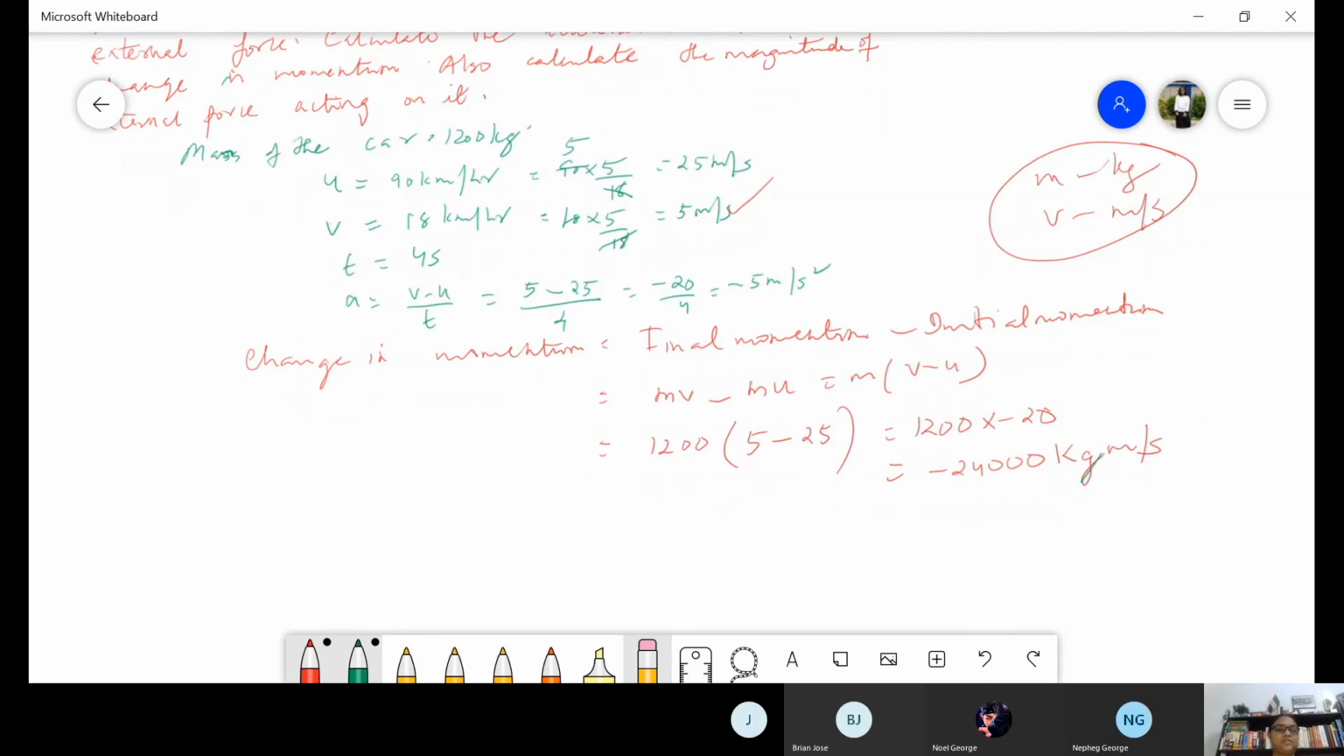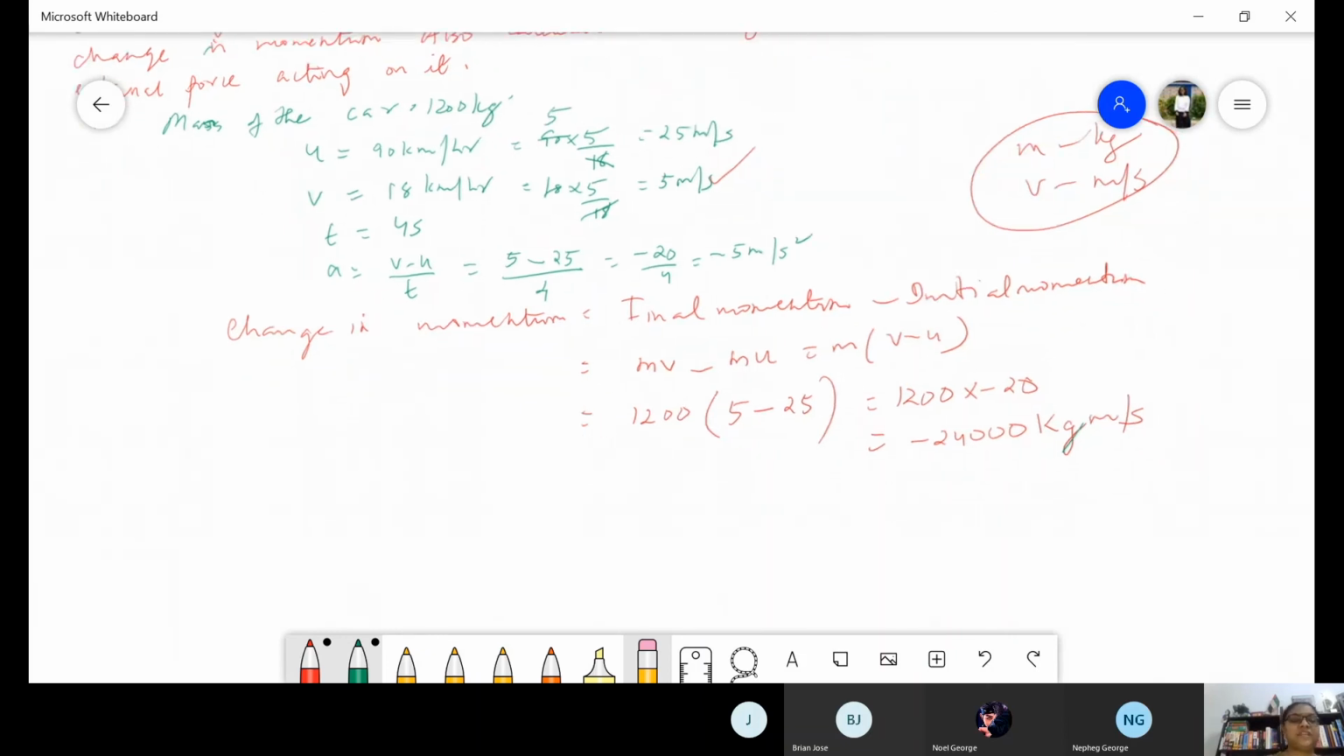So second part is also over and finally we have to find out the external force acting, that is F. F equal to M into A. What is the mass? 1200. Acceleration is minus 5. So it will be minus 12 into 5 is 60 and then 2 zeros. So minus 6000 Newton. So minus sign shows that the force will be acting in the opposite direction.